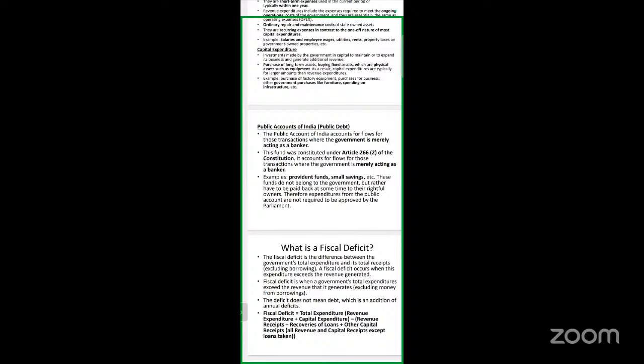Example, provident fund, small savings, etc. Whatever money we put into provident fund goes to the government, and that is public debt. When we invest in small savings, that money also goes to the government. So this is the creation of money through public debt or public inflow of money.